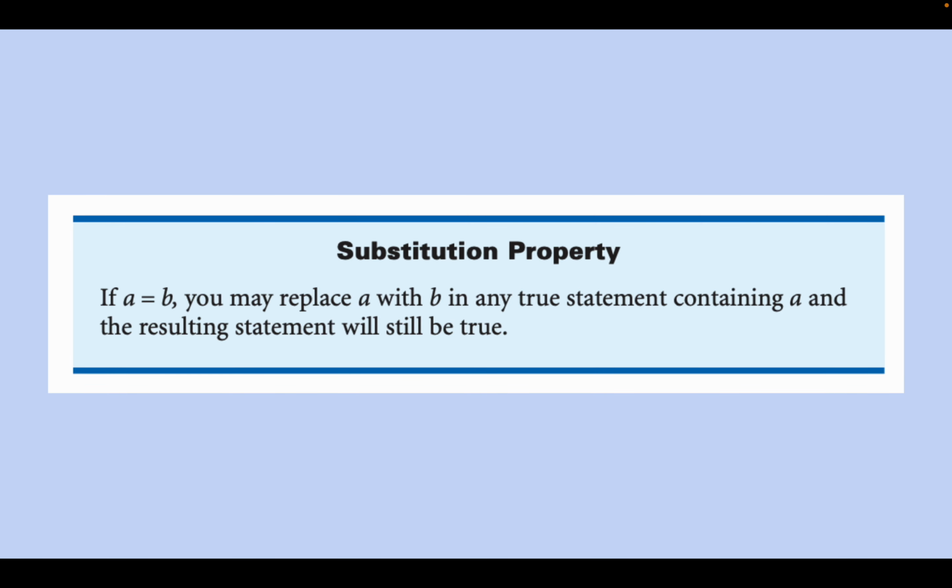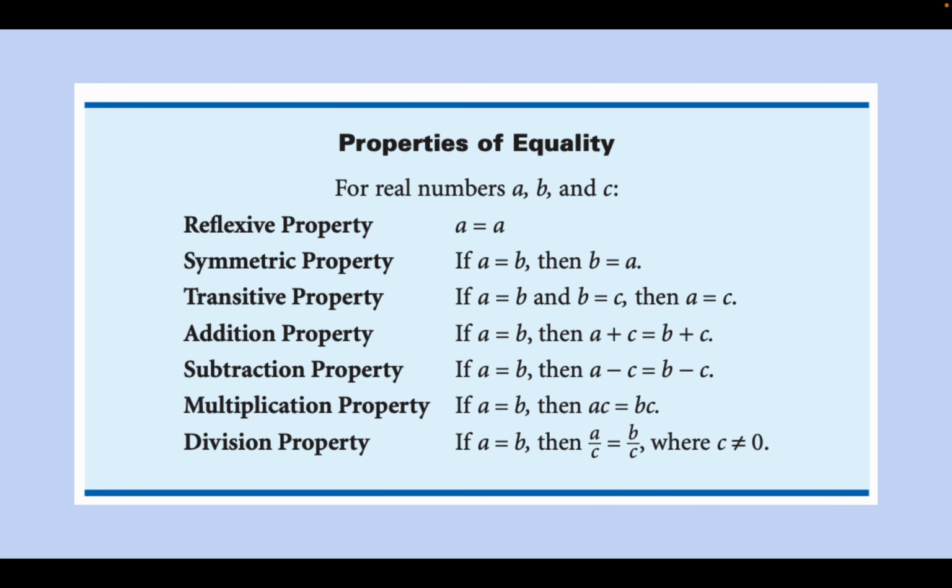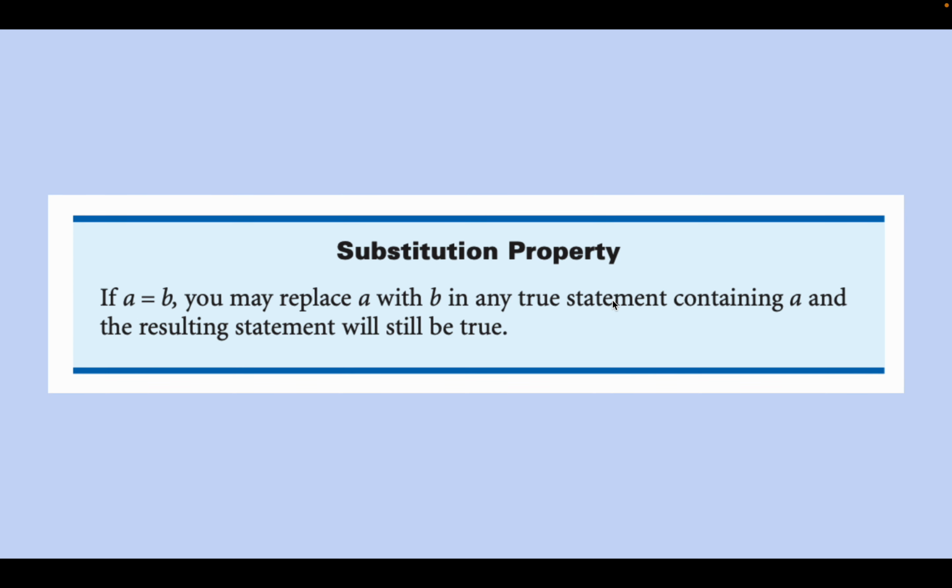So if A equals B, you may replace A with B in any true statement containing A, and the resulting statement will still be true. So what many students have a hard time with is this right here, the substitution property. It's because many people get the substitution property confused with the transitive property right here. If A equals B, B equals C, then A equals C. But that's not what's happening right here.